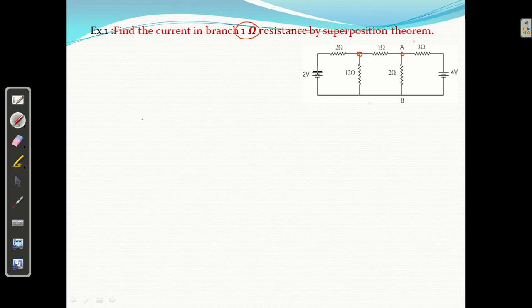Current through 1 ohm. This is a 2 ohm source, this is a 4 volt source. So most probably current may come this way, because this is higher potential and this is lower potential. So let us say I am remarking IK. I am not remarking I everywhere. I will remark only in the branch whose current is to be asked. I have been given to find the current through 1 ohm, so I am remarking here, let us say IK.